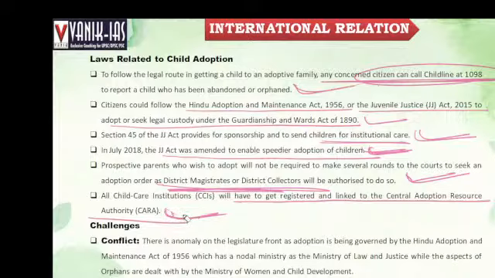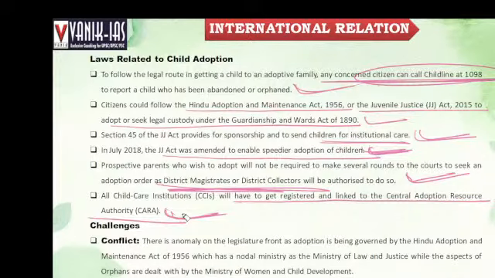Right? What are the laws? The law is that if you find any child, you can report to 1098. Under the Hindu Adoption and Maintenance Act and the Juvenile Justice Act, legal custody can be obtained and a child can be adopted, and the district collector or the magistrate is the authorized person to provide adoption to a particular family. Another thing is that the Juvenile Justice Act was amended in 2018 to speed up the process.